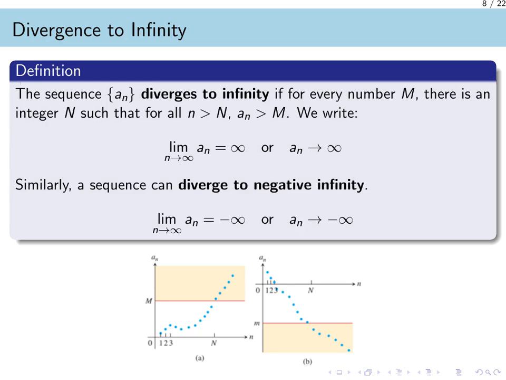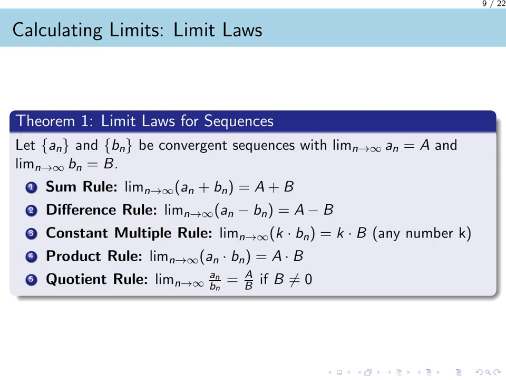A sequence can also diverge by oscillating, without ever approaching positive or negative infinity. The key takeaway is that divergence to infinity means the sequence's terms must eventually exceed and stay above any finite boundary. This theorem provides a powerful toolkit for calculating limits, known as the limit laws for sequences. The main idea is that if you start with sequences that you already know are convergent, you can find the limits of their arithmetic combinations.